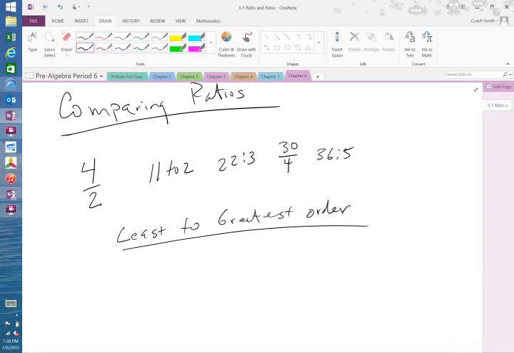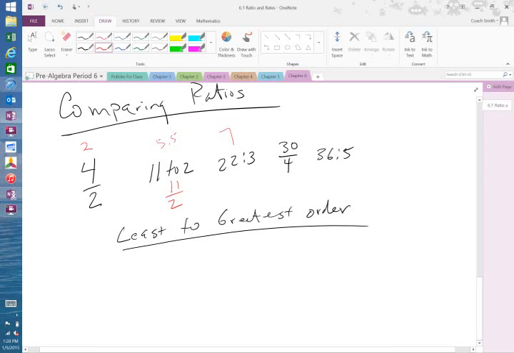What's 11 over 2? So this is close to 2. What is 11 over 2? What is half of 11? 5.5. Okay. What is 22 over 3? How many times does 3 go into 22? 7. So this is obviously higher.